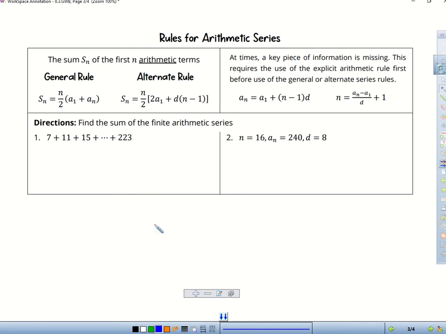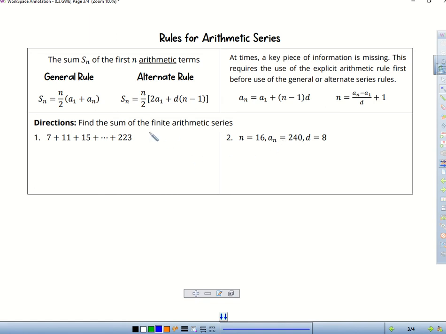Now, oftentimes, you're going to be missing one piece of information, so that's where these other 2 formulas come in, okay? This formula is literally just the arithmetic explicit rule you've all seen before, and this one over here is a manipulation of that, which will help you find n or any of the missing information. So let's look at number 1 and see what we can figure out.